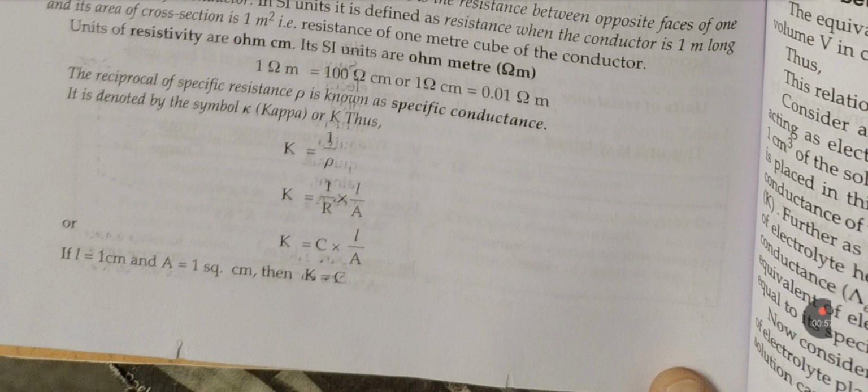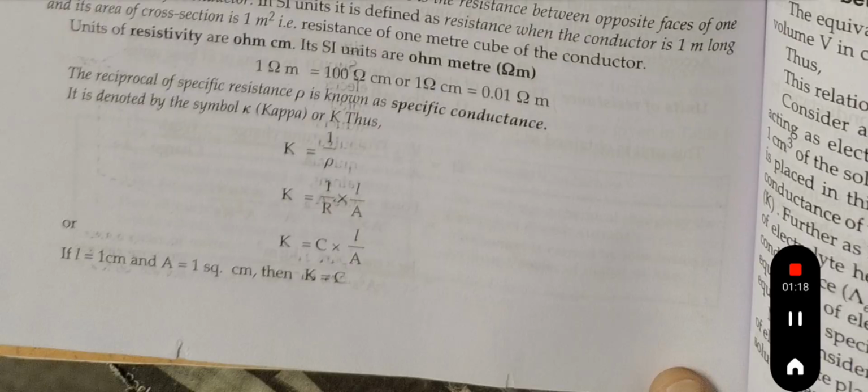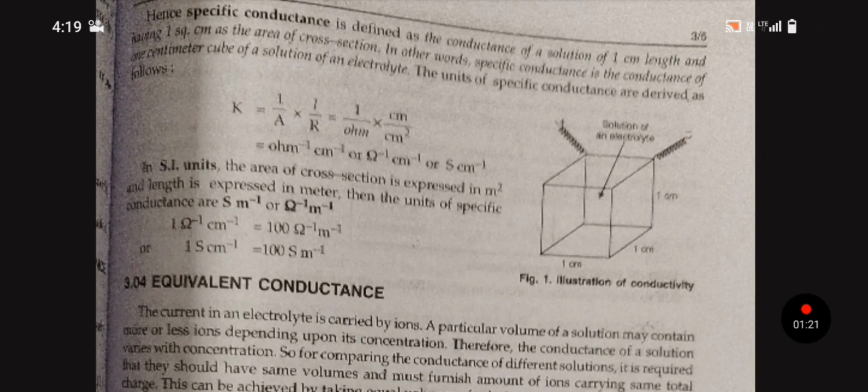The reciprocal of specific resistance is known as specific conductance. It is denoted by kappa. Thus, kappa is equal to 1 by rho. Kappa is equal to 1 by R into L by A. Kappa is equal to C into L by A. If length is 1 centimeter and area is 1 square centimeter, then kappa will equal C. Hence, specific conductance is defined as the conductance of a solution of 1 centimeter length and having 1 square centimeter as the area of cross section. In other words, specific conductance is the conductance of 1 centimeter cube of a solution of an electrolyte.